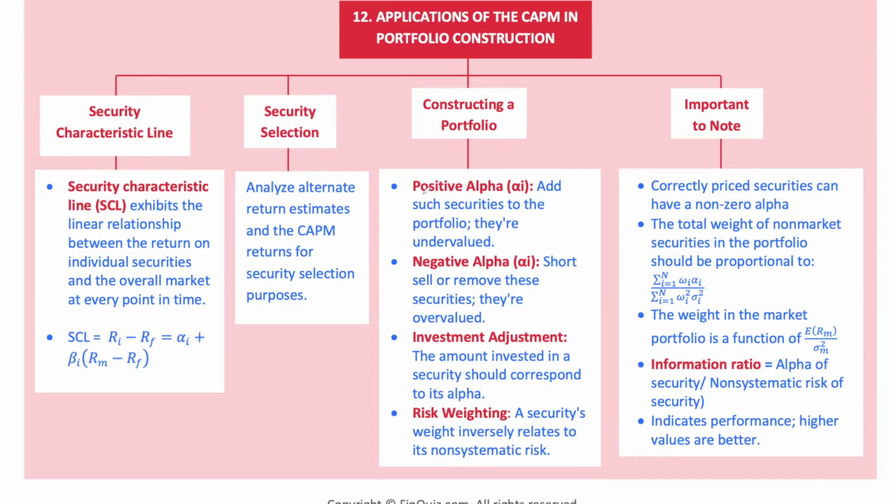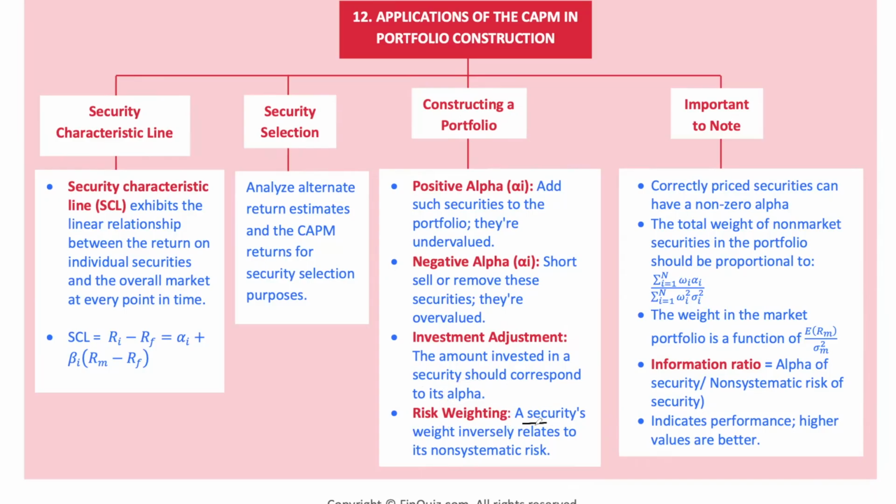You can think of this process in 3 steps. If it's positive alpha, add that security to your portfolio, folks, because it's undervalued. If it's negative alpha, remove it or short sell, it's overvalued. So you need to adjust your investment weights. The amount you put into each security should correspond to the size of its alpha and its risk.